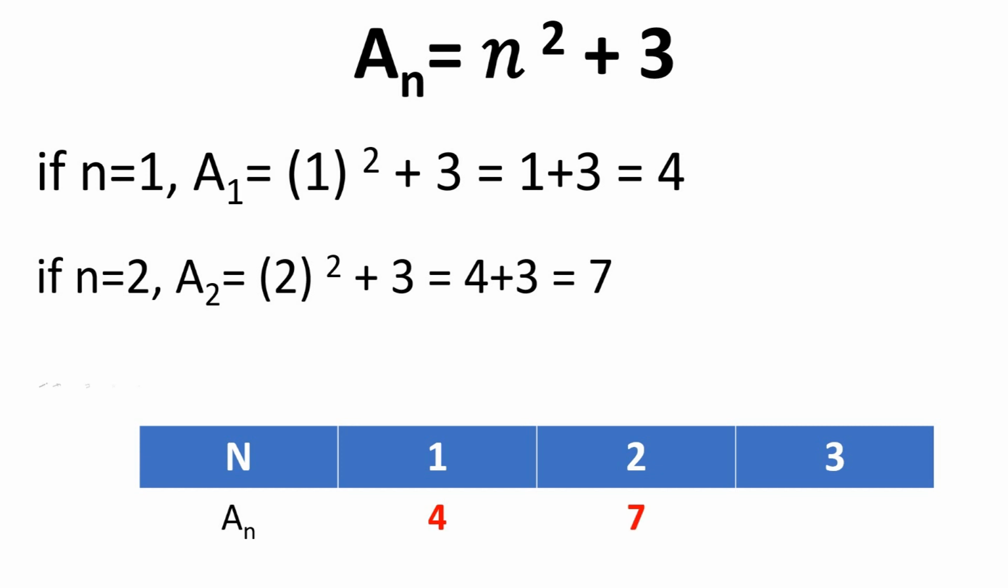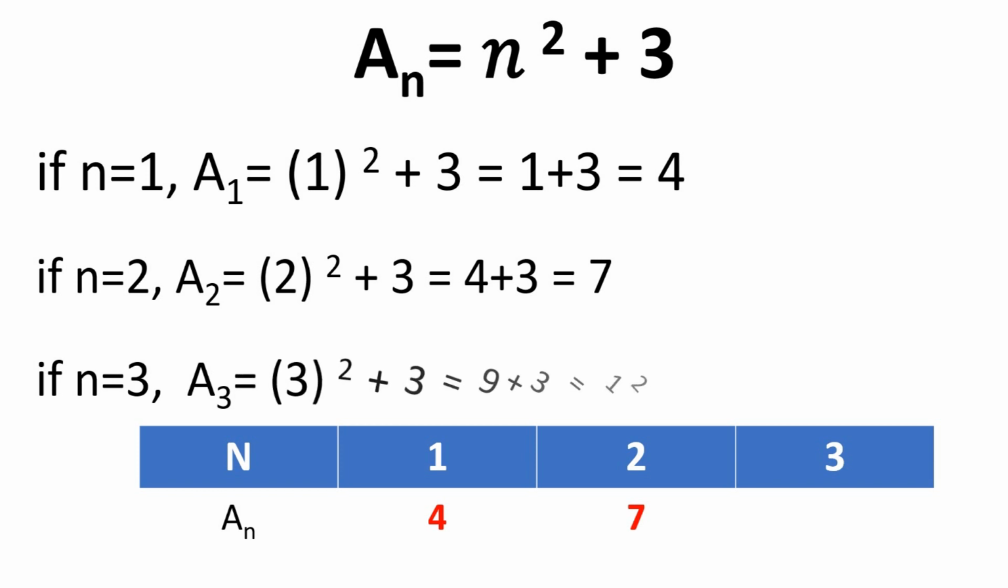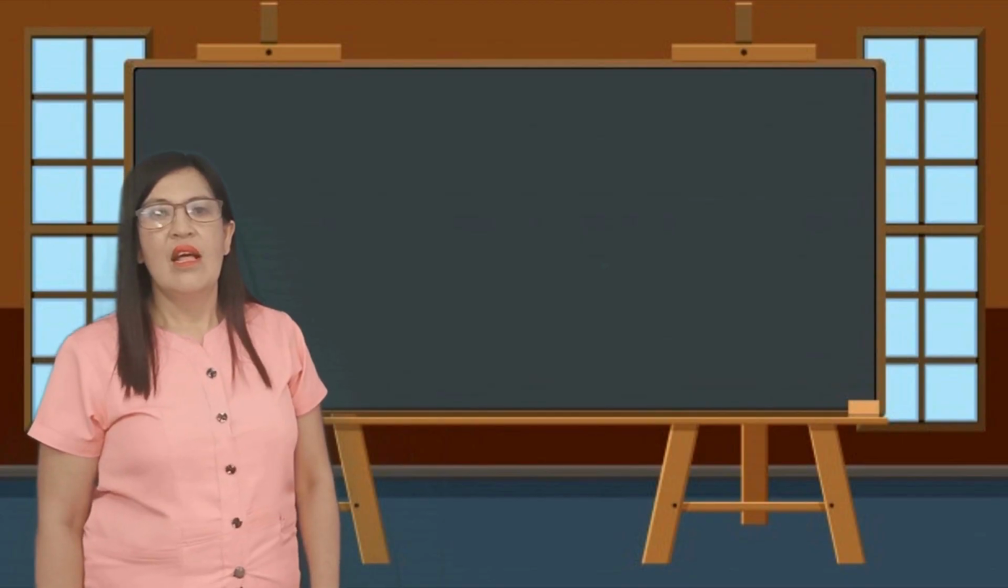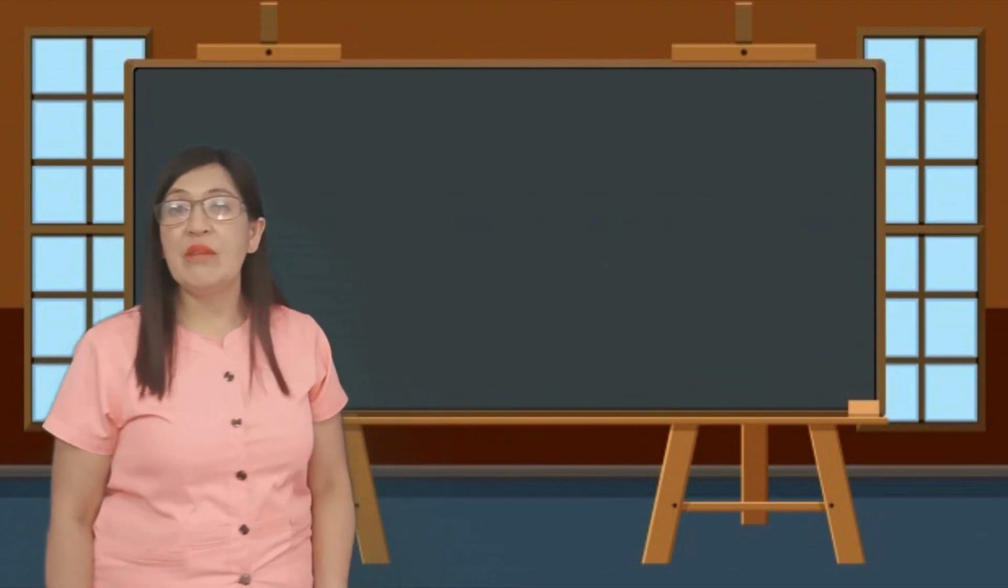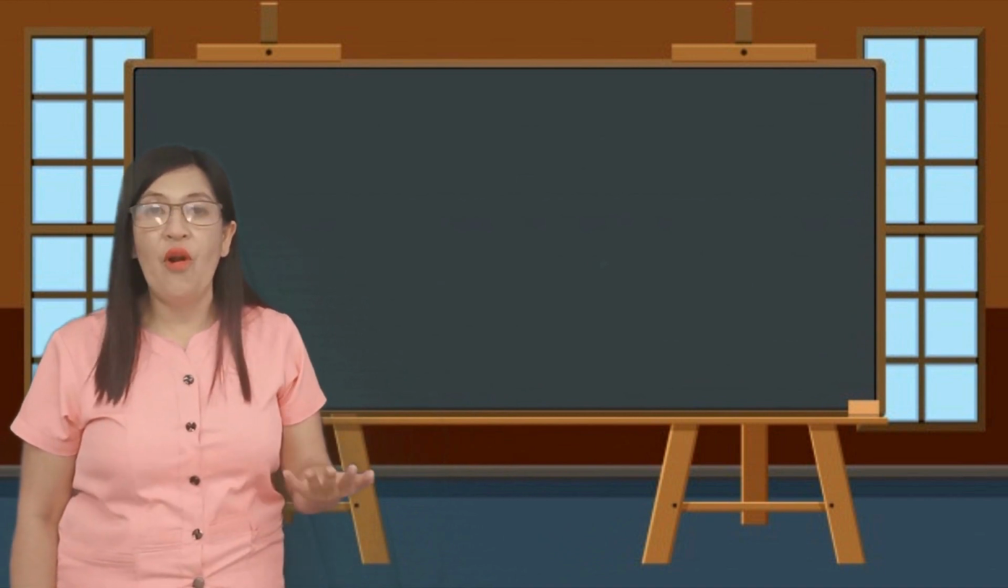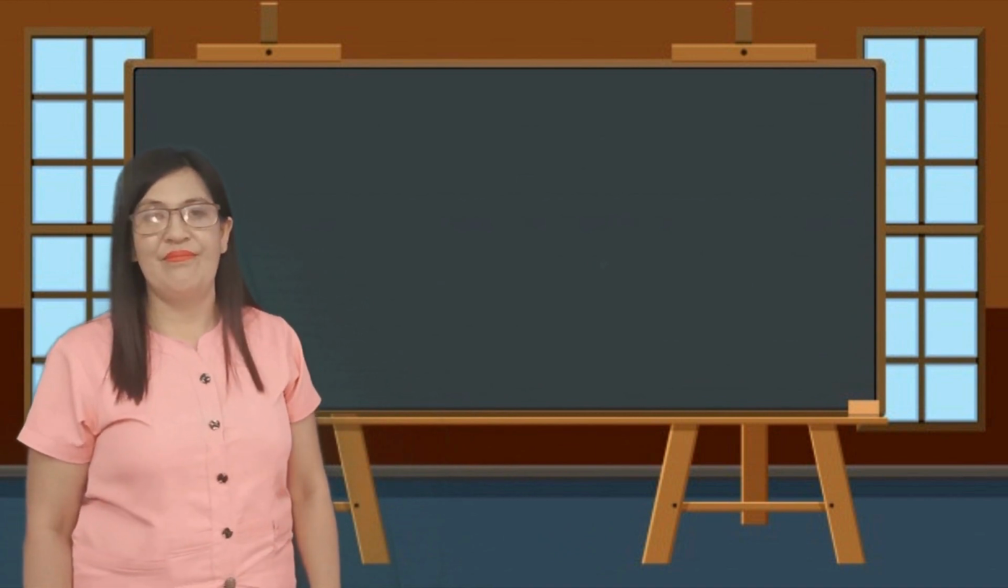Finally, if n equals 3, that is 3 squared, or 3 times 3 is 9. 9 plus 3 equals 12. Therefore, a sub 3 equals 12. So the first 3 terms of the sequence are 4, 7, and 12.